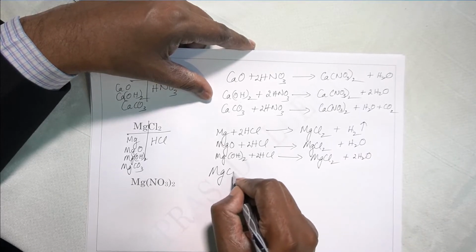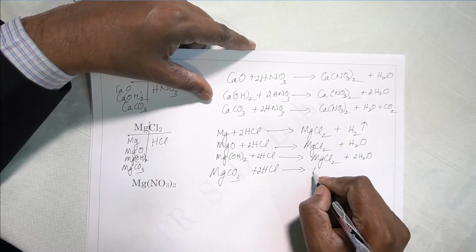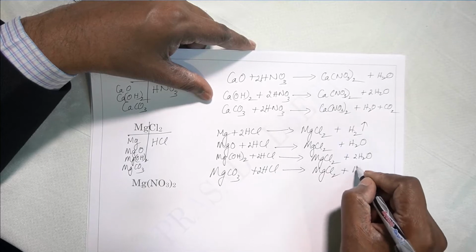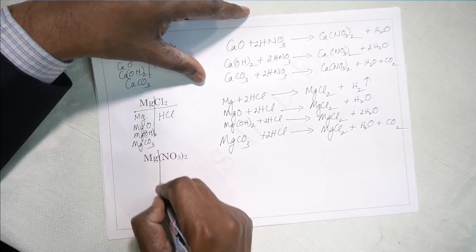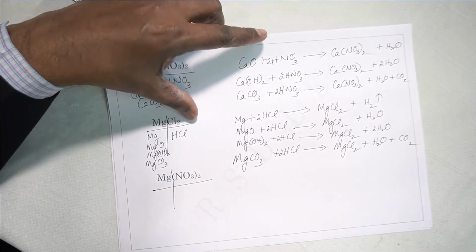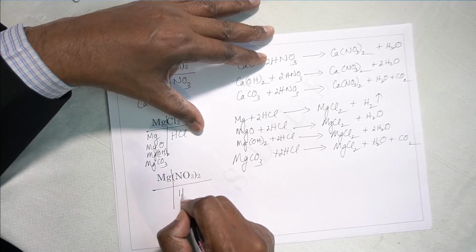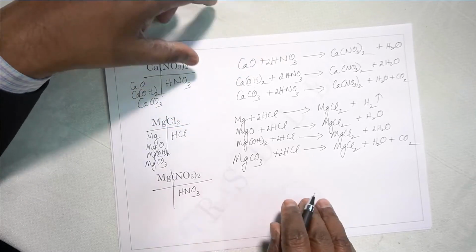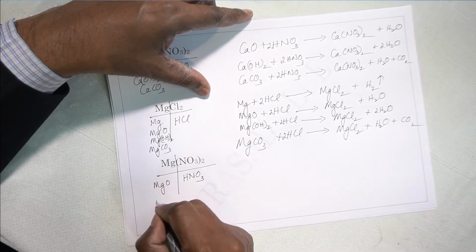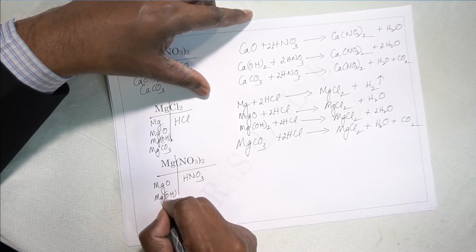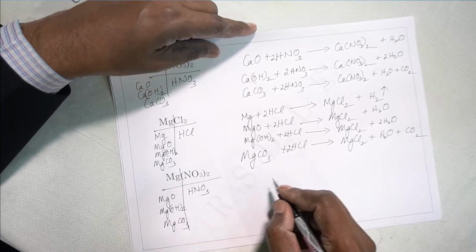Then we have metal carbonate, magnesium carbonate plus 2 HCl required again. You have salt plus water plus carbon dioxide. Then you have magnesium nitrate, the next salt. Here again we will not use metal plus acid with nitric acid, because nitric acid is an oxidizing agent. So here the metal plus acid method is not possible. Magnesium oxide is possible, magnesium hydroxide is possible, magnesium carbonate is possible.